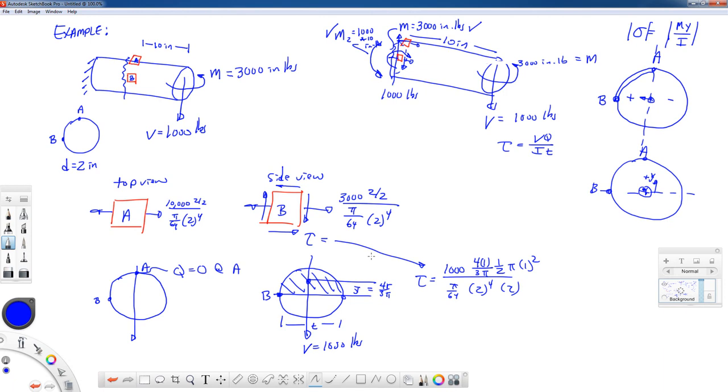Alright, so that's what you do to find the state of stress at points A and B. Now, we can ask the same question. Are any of these a principal stress state? And the answer to that is yes. Point A is a principal stress state because there's no shearing stress. Point B is not a principal stress state because there is shearing stress.